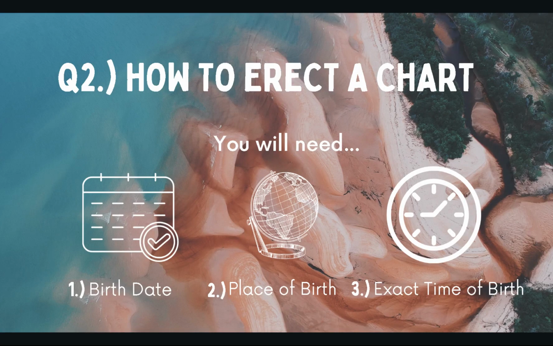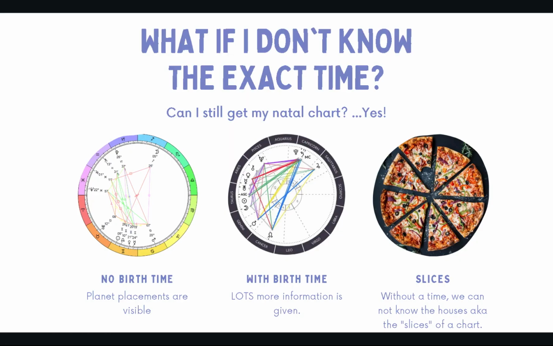All right, so how do we get a chart? What are we going to need? We're going to need your birth date, we're going to need your place of birth, and we're going to need the exact time you were born. What if I don't know it? This is a real question. Sometimes it's just not an option, and that's okay. You can still get a birth chart.